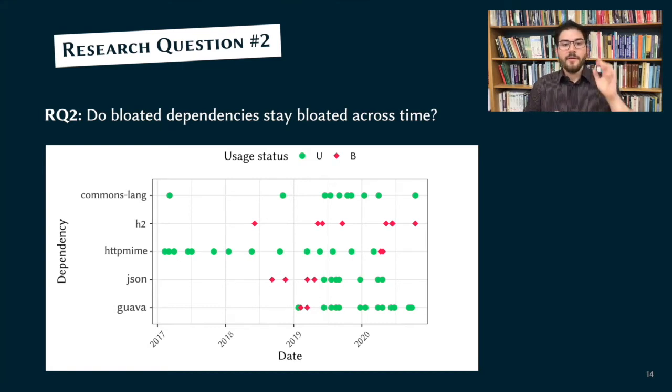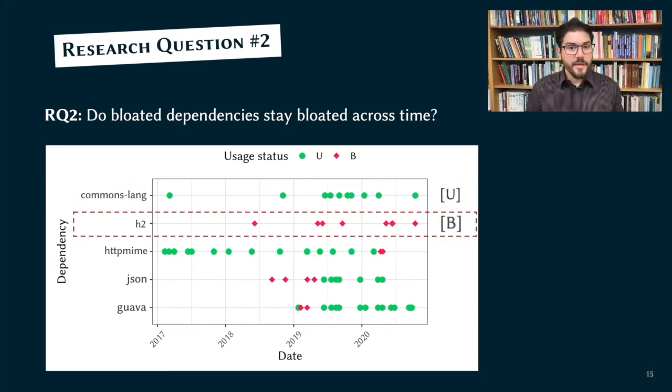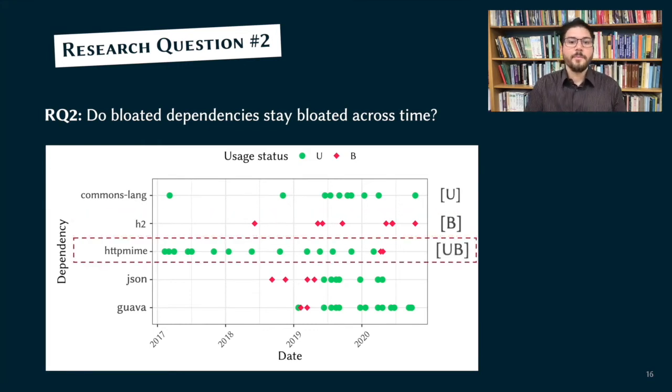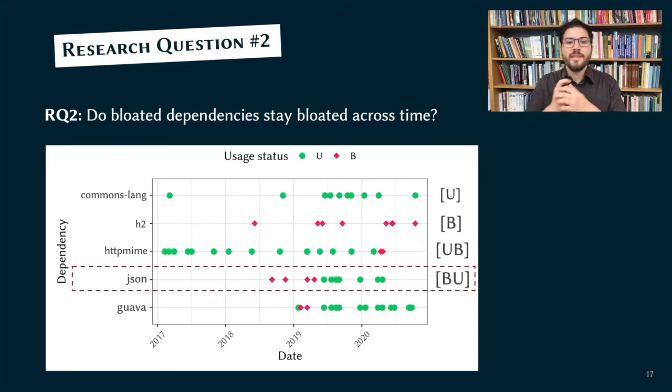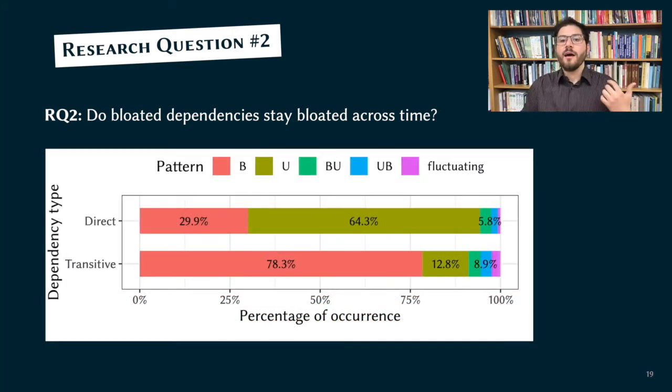We determine 5 transitional patterns: U, when the dependency was always used; B, when the dependency was always bloated; UB, when the dependency was used and then bloated; BU, when the dependency was bloated and then used; and fluctuating, in the case when the usage status of a dependency flickers over time. We compute the percentage of occurrence of each pattern with respect to the total.